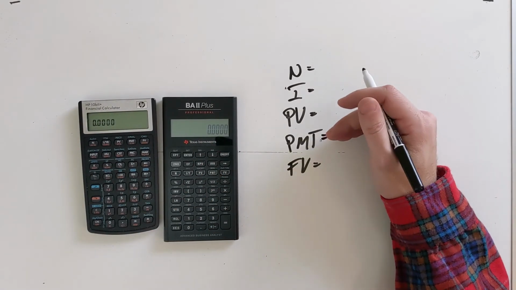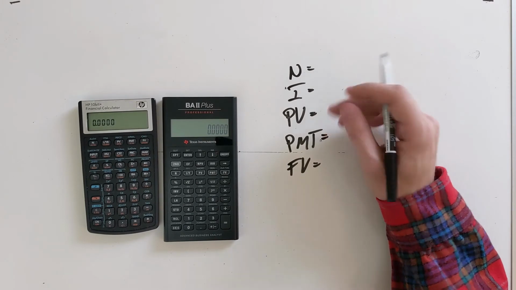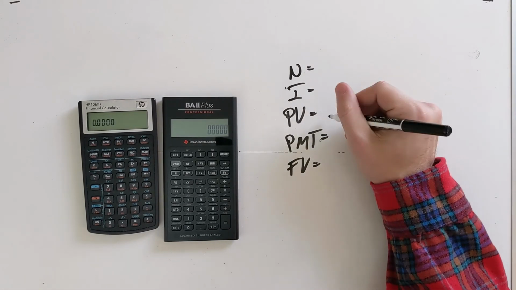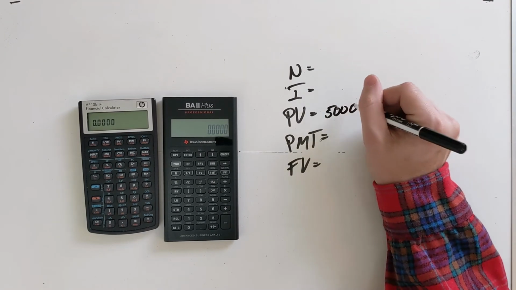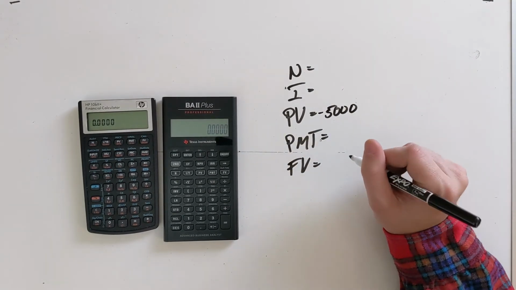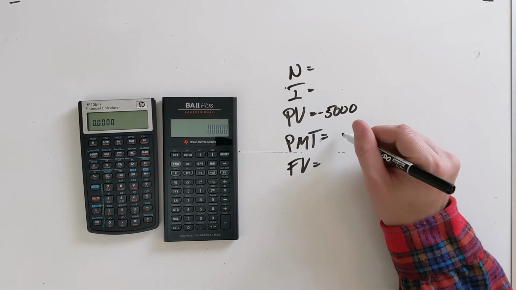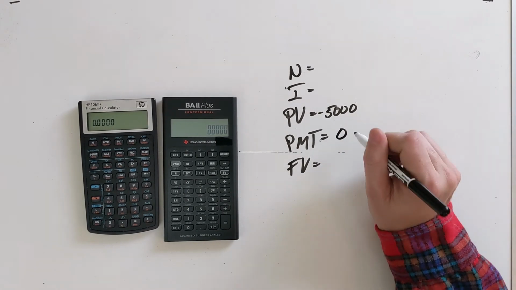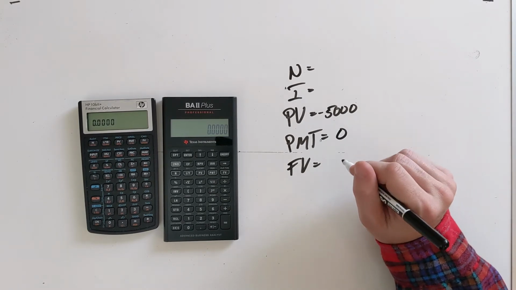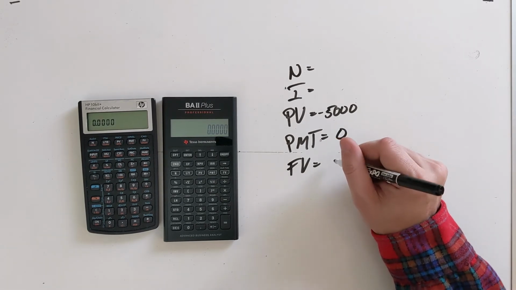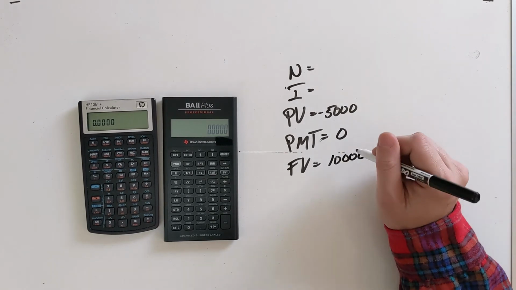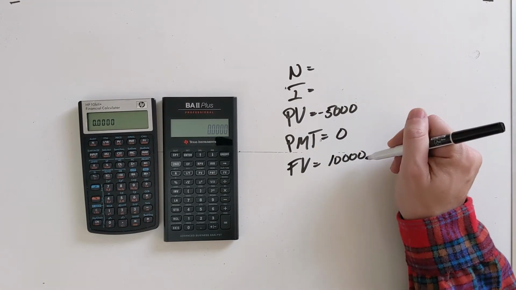Let's say that we're going to try to save some money. I've got $5,000 and I'm willing to give that up today. I'm going to put it in an account where I'm just going to leave it and let it grow. I'm not going to make any other payments. I'm not going to withdraw anything until it hits $10,000. I want to see how long it will take my money to double in value.